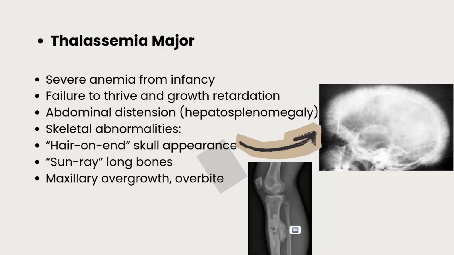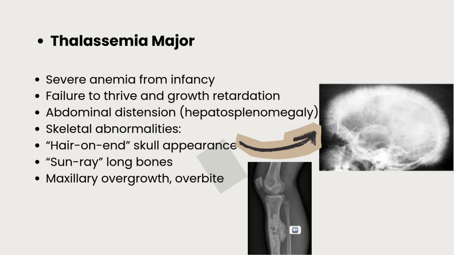Thalassemia major is the most severe form of beta thalassemia. It presents with severe anemia from early infancy, usually within the first 6 months of life, when fetal hemoglobin starts to decline. Due to severe anemia, affected children show failure to thrive and growth retardation. Because of increased red blood cell destruction and excessive bone marrow activity, patients develop hepatosplenomegaly, leading to abdominal distension.